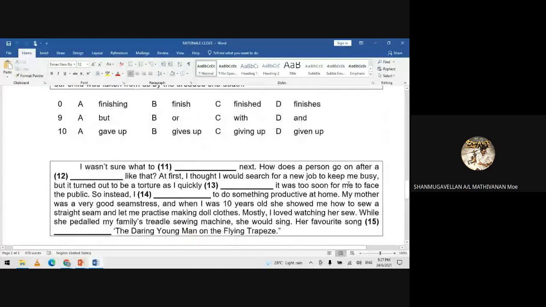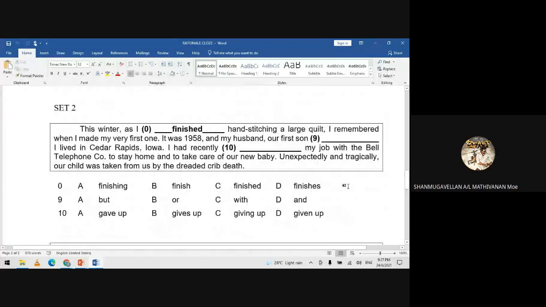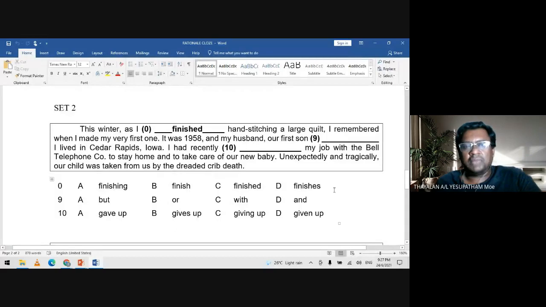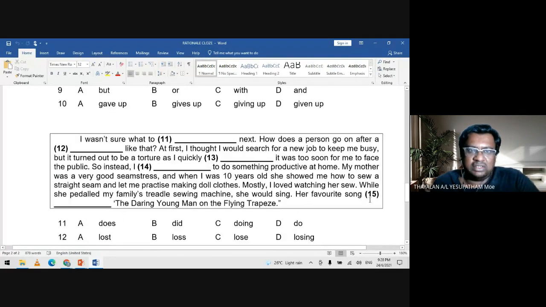Sir, I have a doubt, sir. What is the dreaded crib death, sir? Oh, it was some ailment that must have attacked the child at a very young age. I'm not particularly sure of what it was, but it was in 1958, so many years ago. So there could have been many reasons. I didn't go into the intricacies of the reason of the death, but it's surely some untimely death. Okay, all right, now let's move on to the next paragraph.